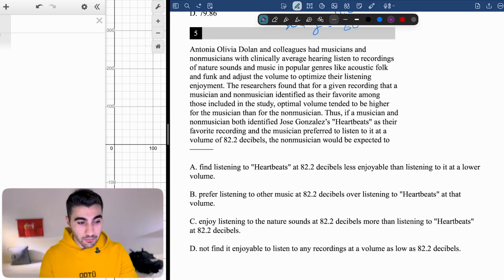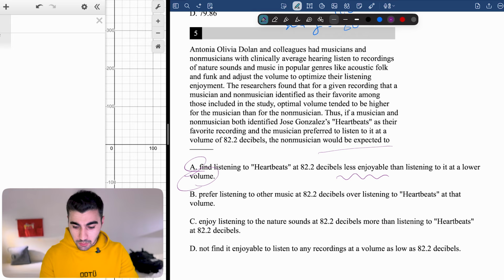Let's check the choices. Find listening. So the non-musician would be expected to find listening to Heartbeats at 82.2 decibels less enjoyable than listening to it at a lower volume. This is the correct answer, but we're not selecting it. We want to find the most correct answer, so we're going to read all the choices.